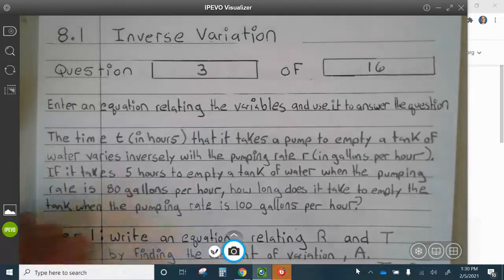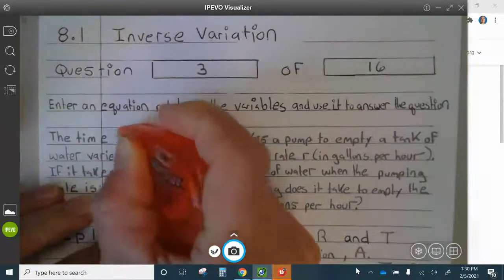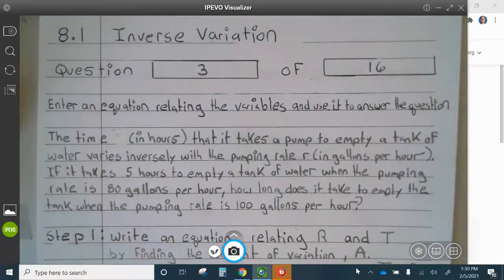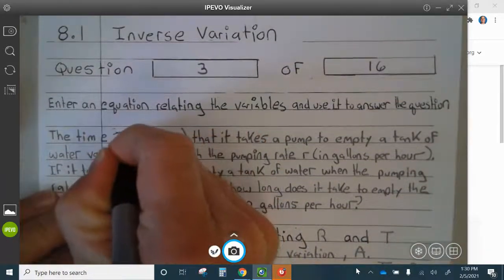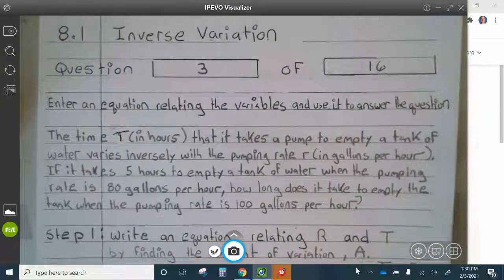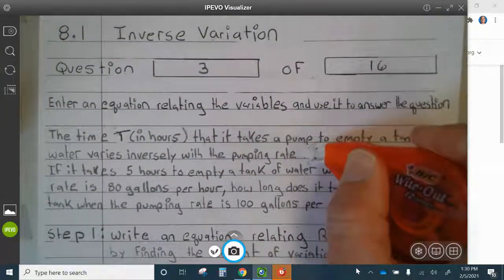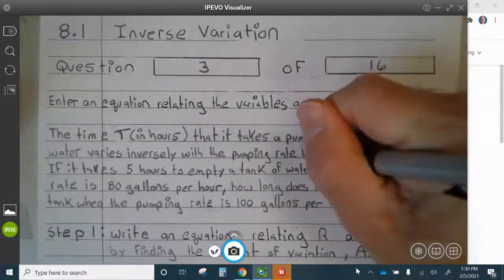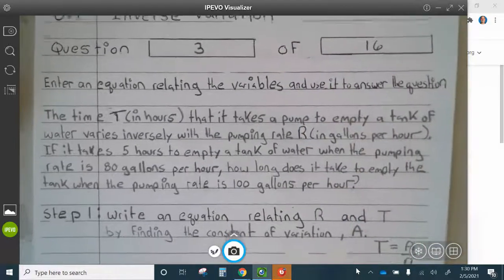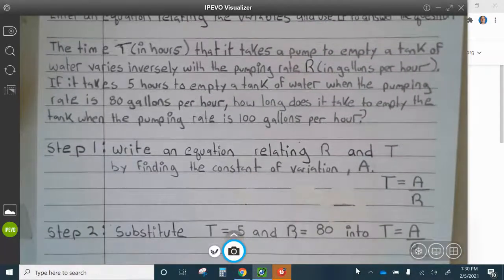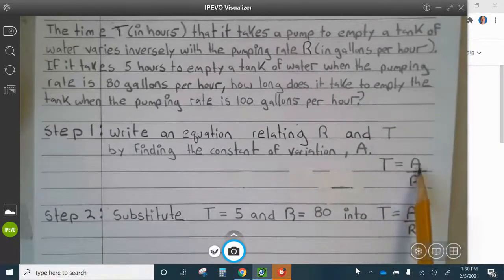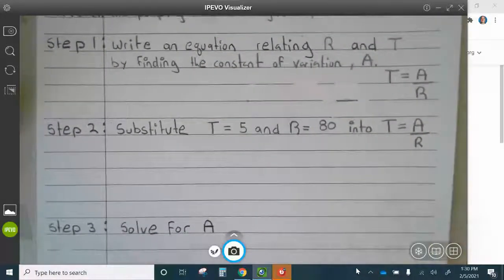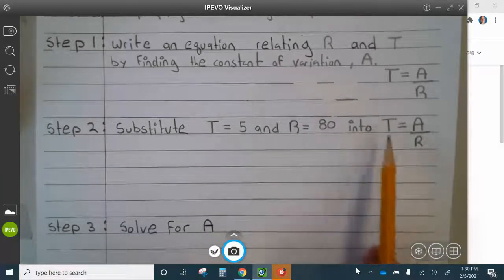All right. Now, I'm going to go ahead and change the lowercase t in this problem to a capital T, and I'm going to change the lowercase r to a capital R to make it easier to understand my work, okay? All right, write an equation relating R and T by finding the constant of variation a. So our equation is T equals a divided by R, okay? Step 2, substitute T equals 5 and R equals 80 into this equation.